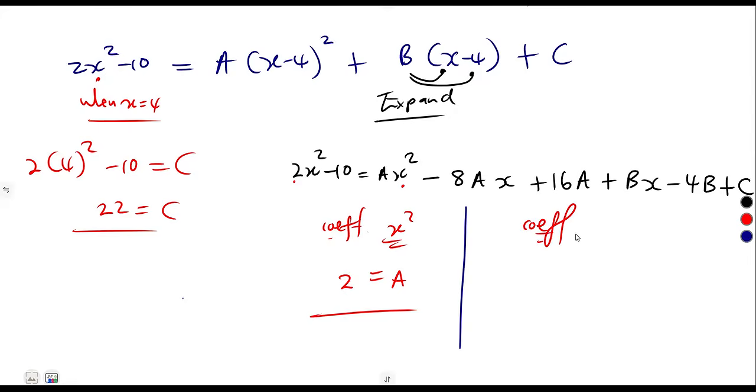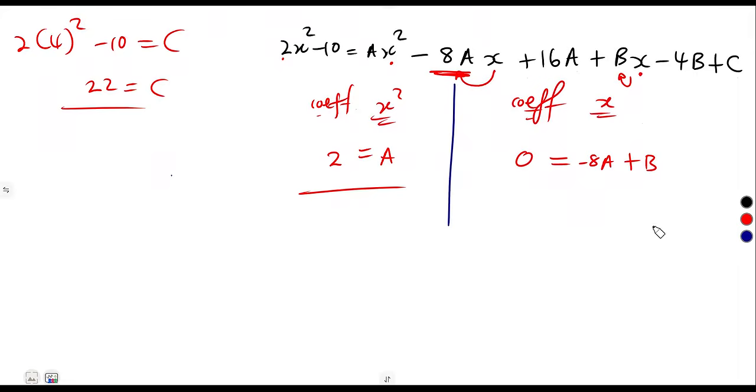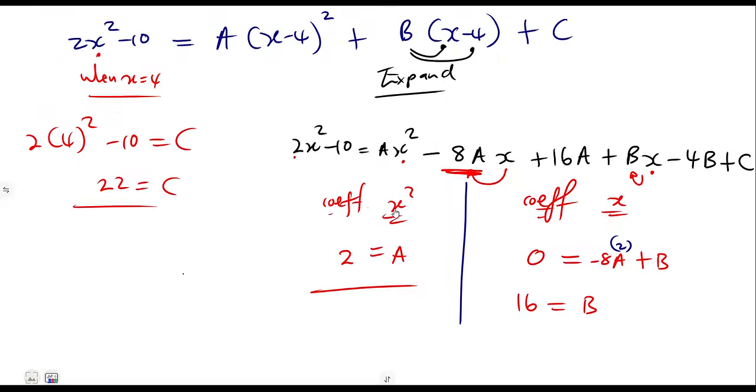Then let's consider another one, the coefficient of x. On the left-hand side, we do not have x, so that's a 0. But on the right-hand side, we've got x here, so its coefficient is negative 8a. There is also x here, its coefficient is positive b. We have the value of a, remember, a is 2. So you're simply going to put that 2 here, that's negative 16. So 16 is equal to b. If you solve properly for b, that's it.